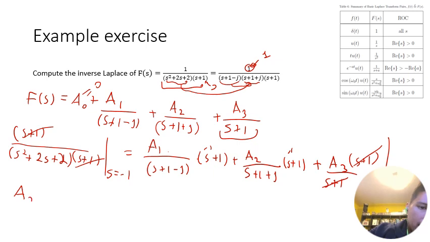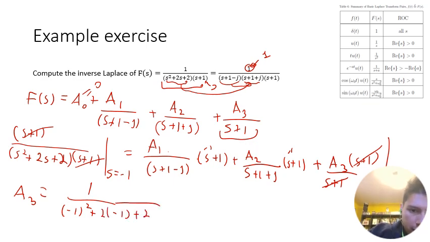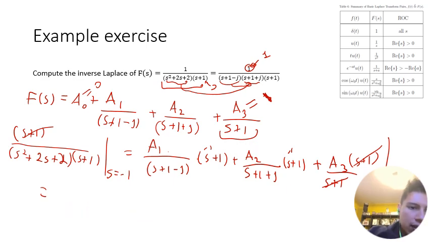So we're left with a3 equals 1 over negative 1 squared plus 2 times negative 1 plus 2. So 2 minus 2 is 0, so this is just equal to 1. Okay, so a3 is equal to 1. And now we have to get a1. To get a1, we're going to use the same trick.